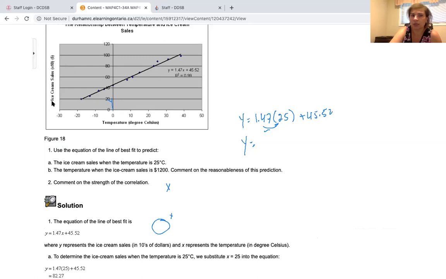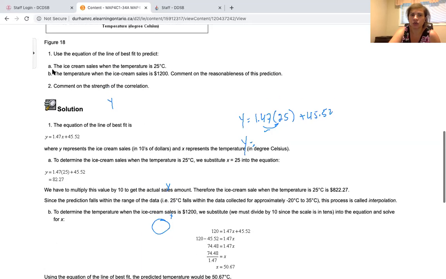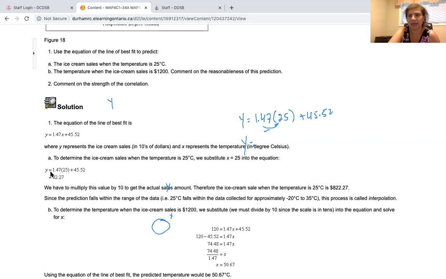So you see how it says on the y-axis, it's ice cream sale times 10. So that means if you get an answer of 82.27, you have to multiply that answer by 10 to give you the actual money, the value of the money that you sold. Okay. Now the second question is saying the temperature when the ice cream sale is 1200.